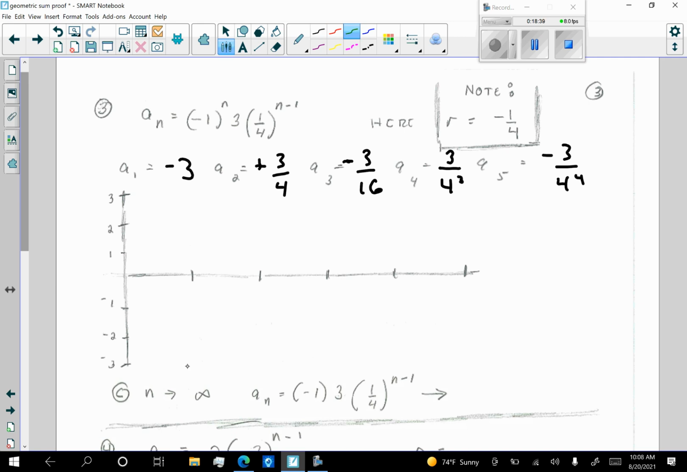Let's graph those bad boys. We'll graph them in. The first term is going to be negative 3. What's the second term? 3/4. The third term is negative 3/16. And we've been looking at these for quite some while, and we can be confident that they are alternating, but as they alternate, what's going on with those terms? They are approaching 0, so we can answer this question pretty well. As n goes to infinity, this particular geometric sequence does indeed go to 0. Okay?